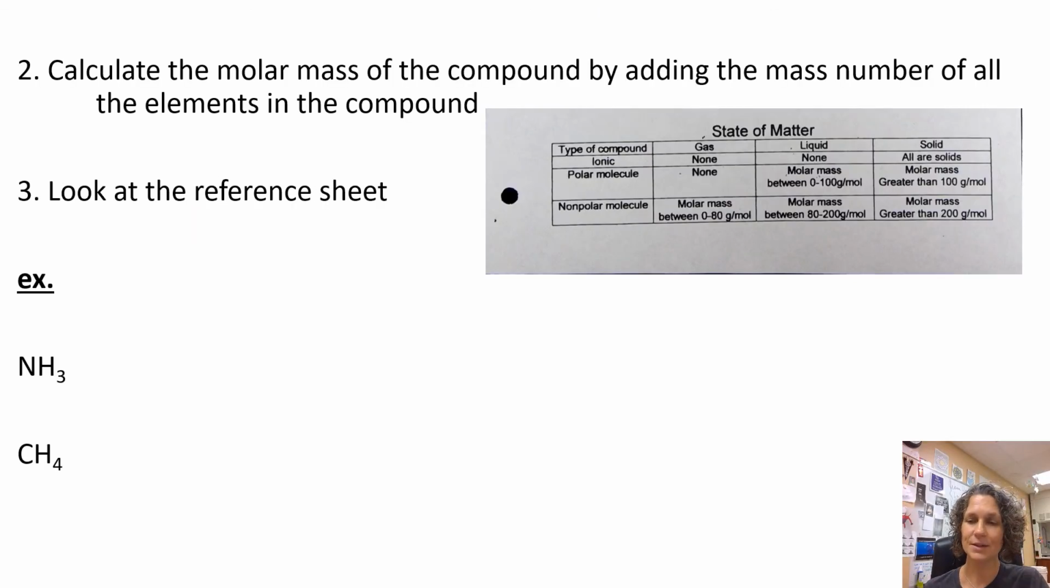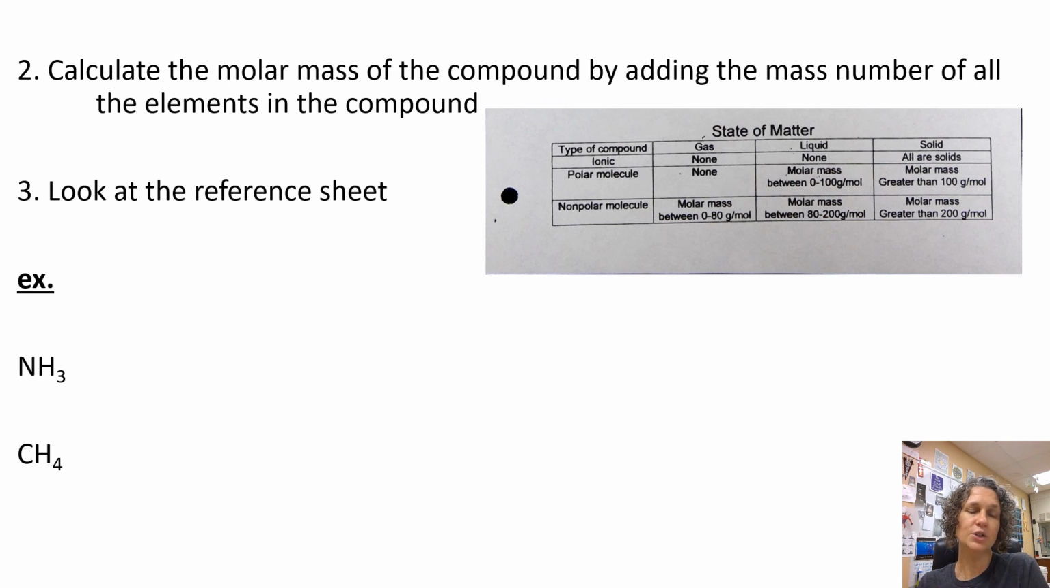Okay, so that was the first step, figure out nonpolar, polar, or ionic bond type. Then you calculate the molar mass of the compound, and this is done by adding up the mass numbers. And so here is the third chart that you will be using for this whole process. And then you use that.